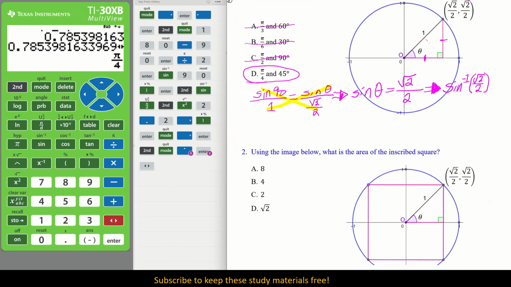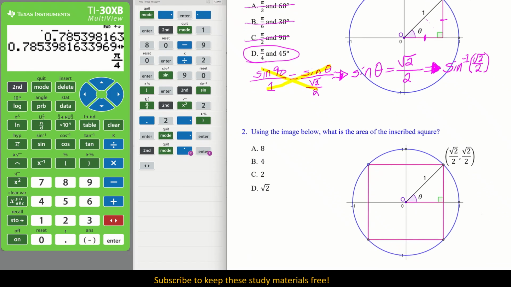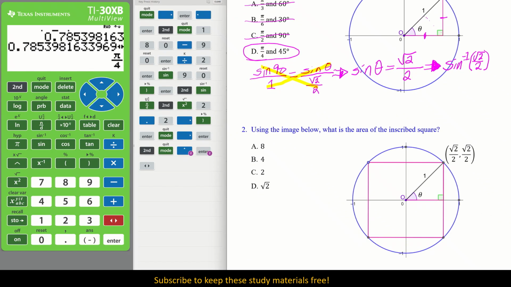Now, number 2 gives us a related setup. It says use the image below. What is the area of the inscribed square? Inscribed meaning it's inside the circle. All right. So we have this square. Well, we should already be able to see what we need. And I'll just draw this out just to clarify. Well, we know this is still going to be 1.